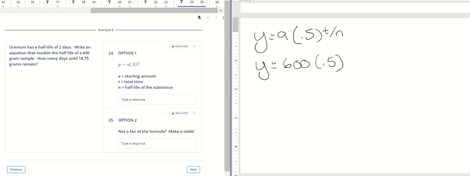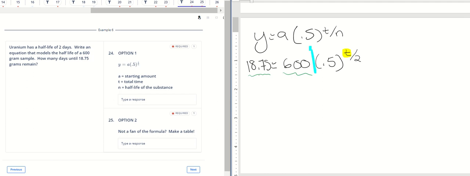We know the ending amount. The ending amount is told to us this time, so we're going to come at this in a different way. We want to know how long until we have 18.75. We know our ending amount, we know our starting amount. What we don't know is how much time it's going to take. We also know that the half-life is 2 days, so we do know to put a 2 right here. Well, we can use the skills we know to find our exponent.